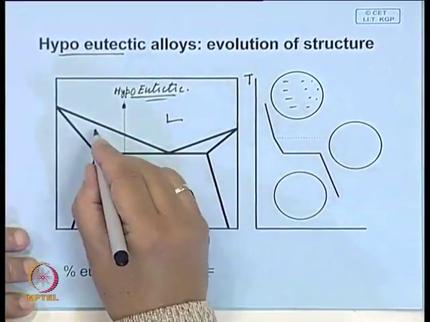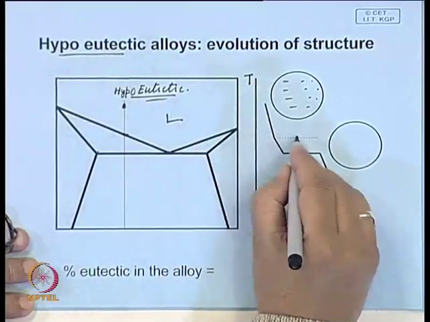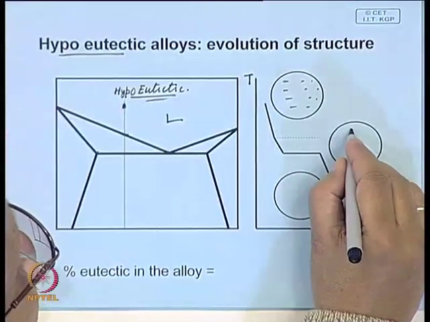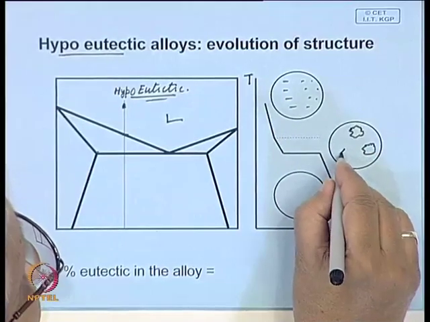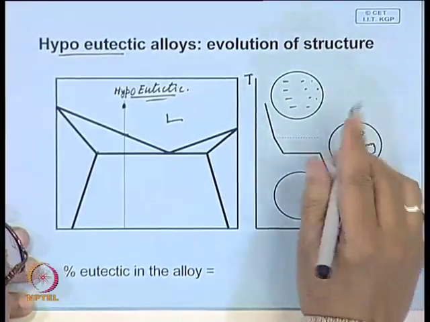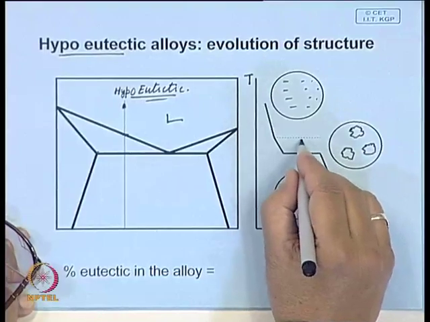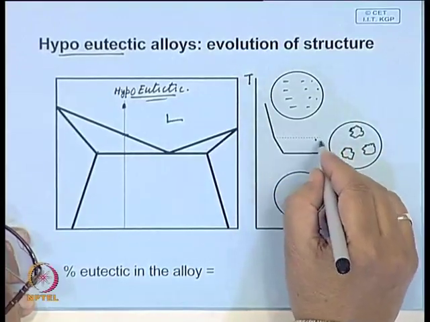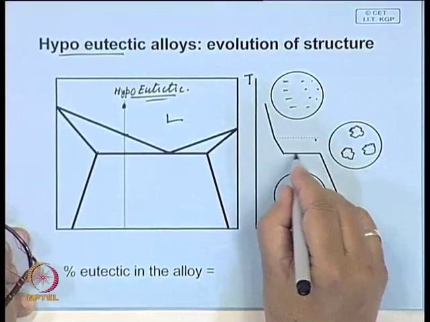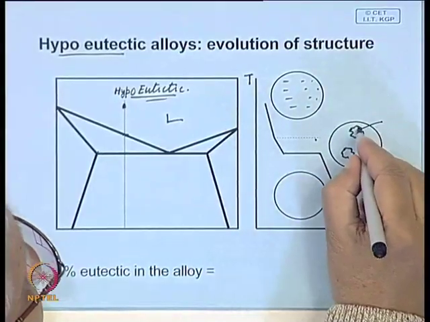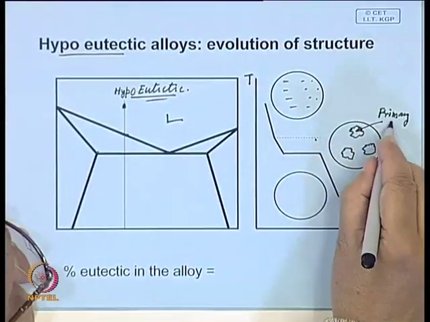When solidification starts, the alpha will first start precipitating out from this temperature. So, you will have some primary grains of alpha form. These are alpha, and nuclei of alpha will form and grow like this. Right at this temperature the amount will be very less; as you go down, the amount of alpha will increase, and when it reaches the eutectic temperature, you will have the maximum amount of primary alpha. This is called primary alpha.